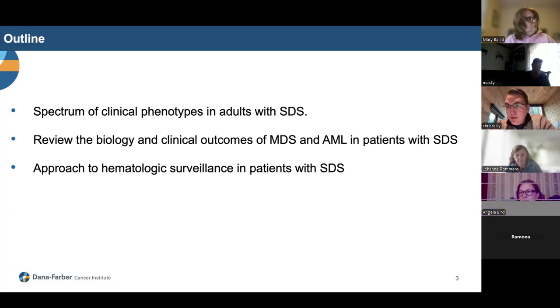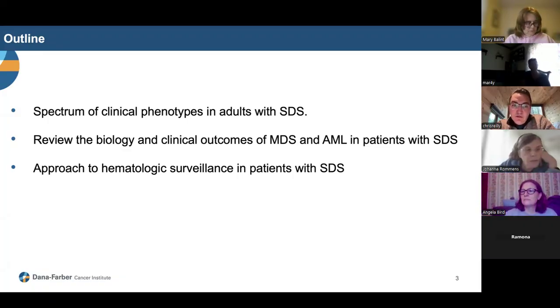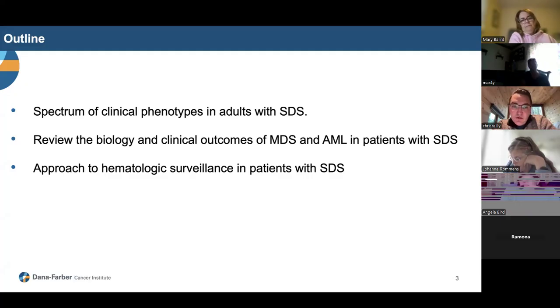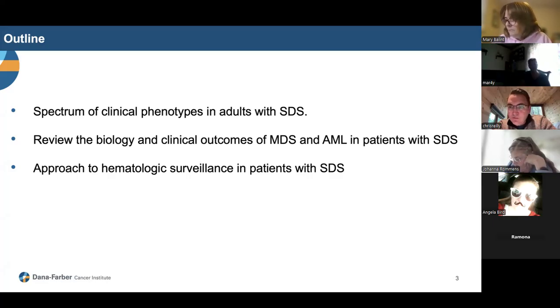I think one of the key things that would be relevant for this group is to really describe and dive into more detail the biology and the clinical outcomes of our patients that unfortunately do develop MDS and acute myeloid leukemia. And then I did want to spend even more time talking about how we approach the blood monitoring for patients with Shwachman-Diamond syndrome.